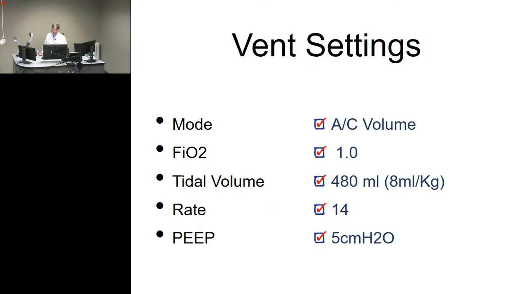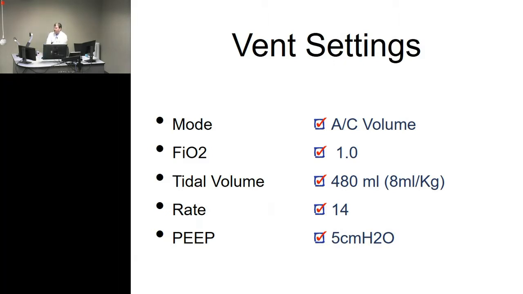Because 6 mLs per kilo is generally uncomfortable. We're not breathing 6 mLs per kilo. We're breathing a lot higher. So this is not physiologic, and it's uncomfortable. And so you'll start to see them try to compensate and get into asynchrony. A rate of 14 and a PEEP of 5 there. So these are initial settings.